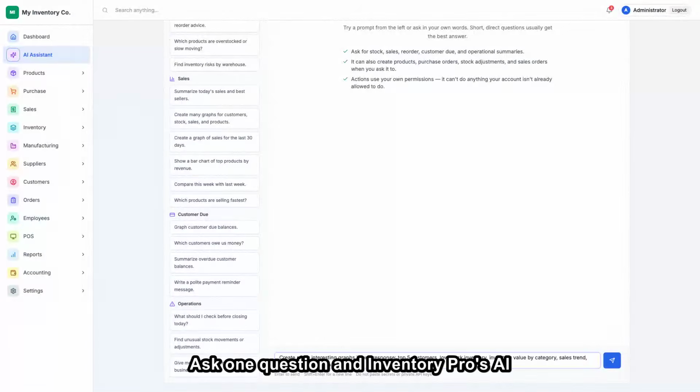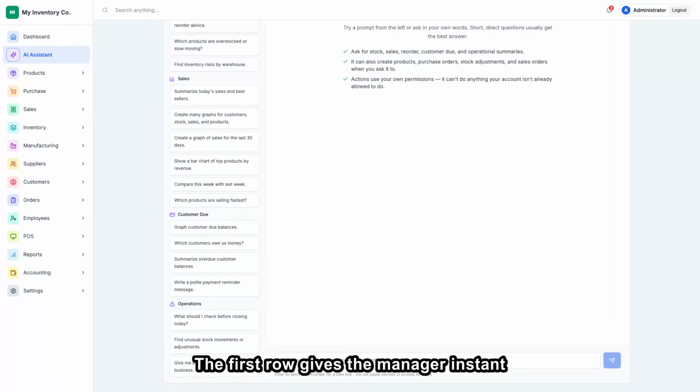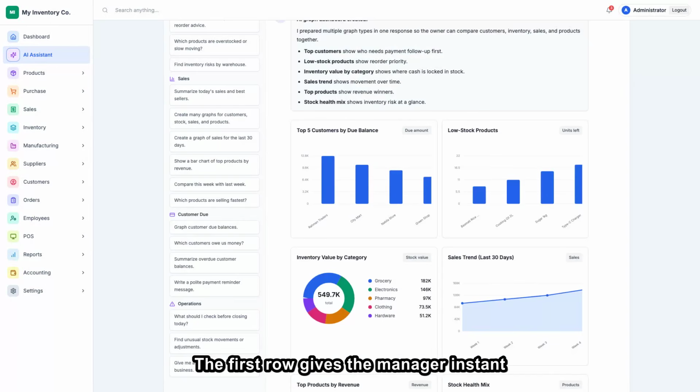Ask one question and Inventory Pro's AI assistant creates a full graph dashboard in the same response: customers, stock, sales, products, and stock health. The first row gives the manager instant priorities: top customers by due balance and low stock products that need reorder attention.